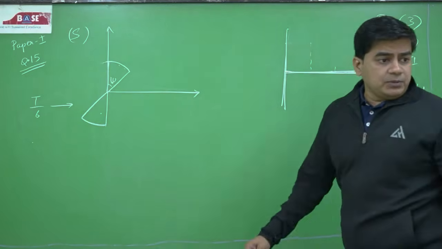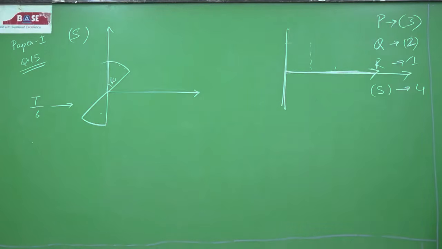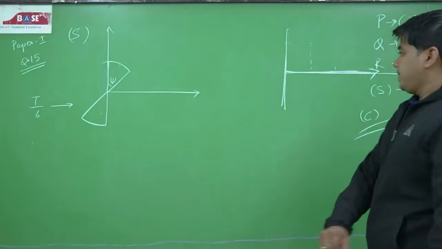Okay. So which option is there? P3, Q2, R1, S4. Option C is correct.